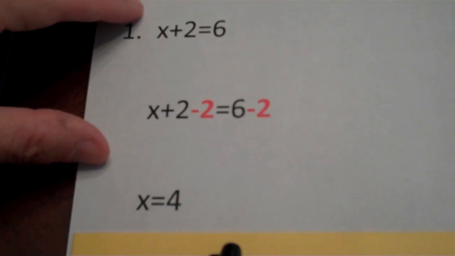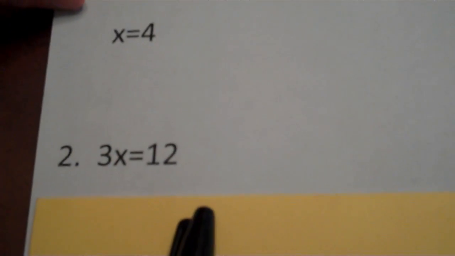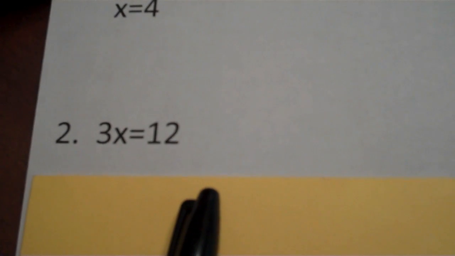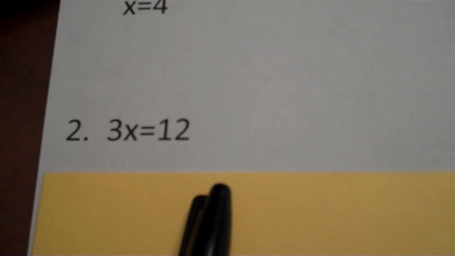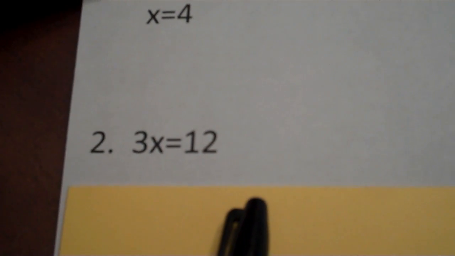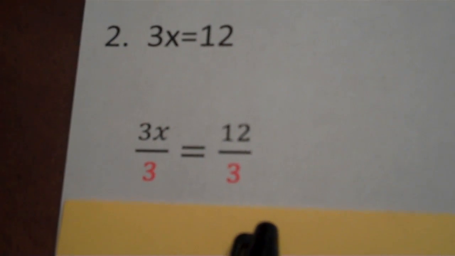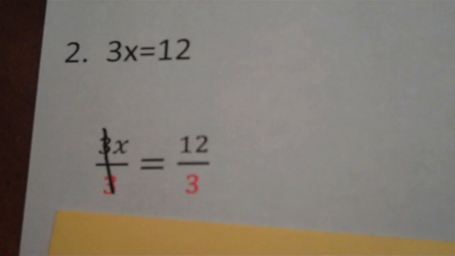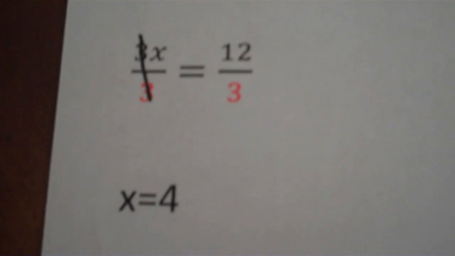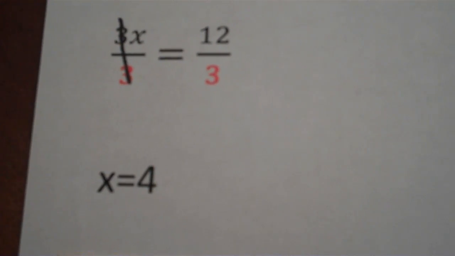Let's take a look now at another simple example. In number 2, we have the problem 3x equals 12. What I'll do this time is understand that that's 3 times x. I do the opposite, which means divide. So I divide both sides by 3. And in this case, the 3 divided by 3 cancels on the left, and I'm left with just my x. And of course, 12 divided by 3 gives me my final answer of 4.